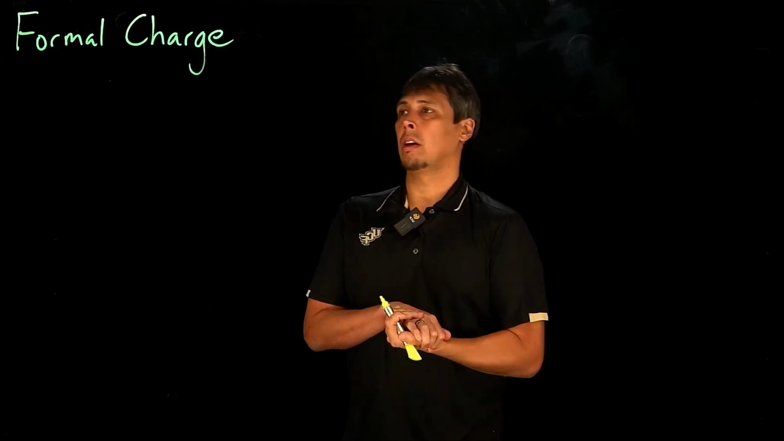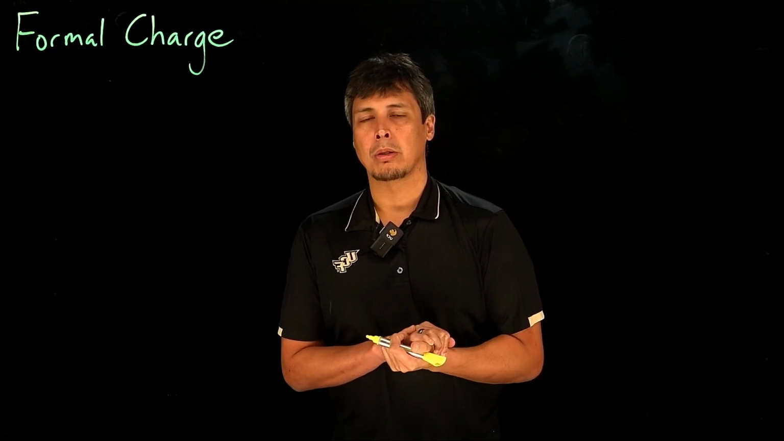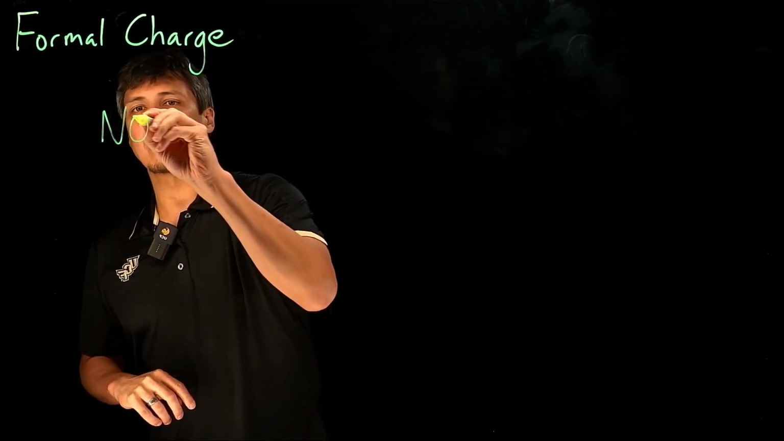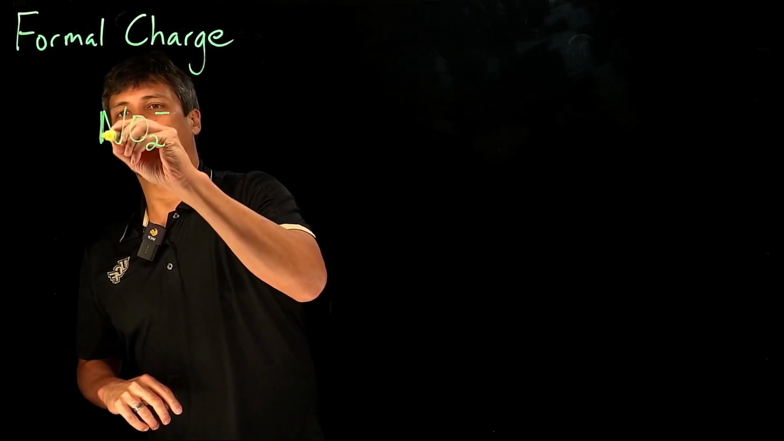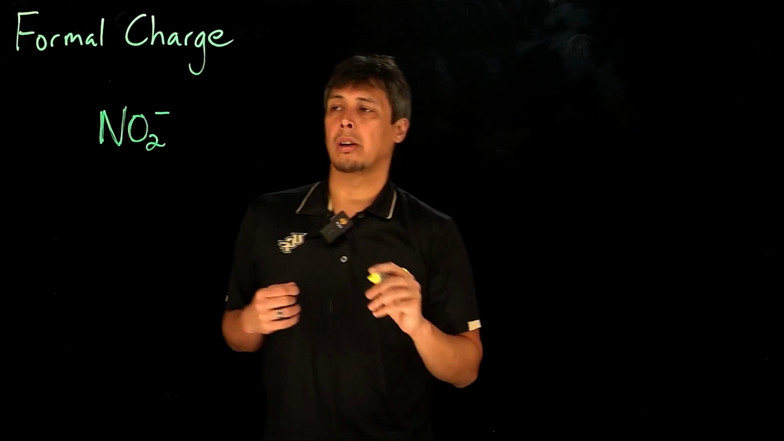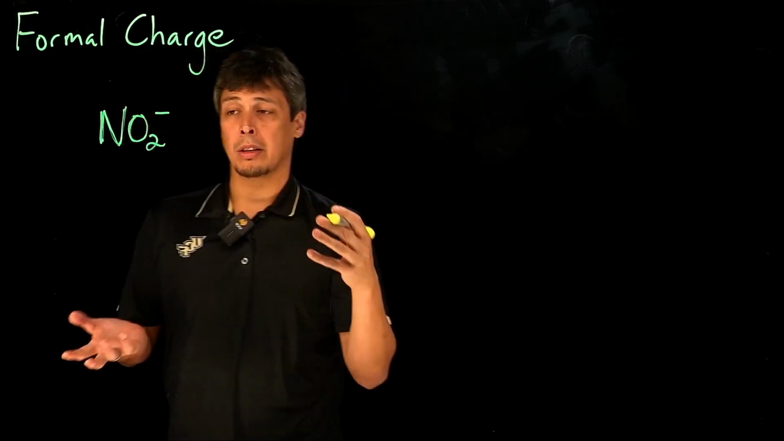Okay, so let's try to draw the Lewis structure for something with a charge, such as nitrate, which carries a negative charge. We're going to use the same procedure that we discussed in the last video about drawing a Lewis structure. And so the first thing we do is count the valence electrons.